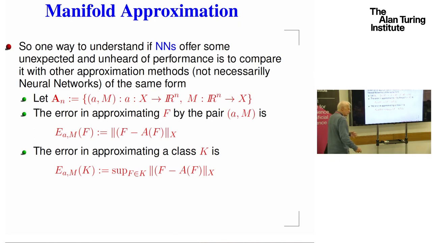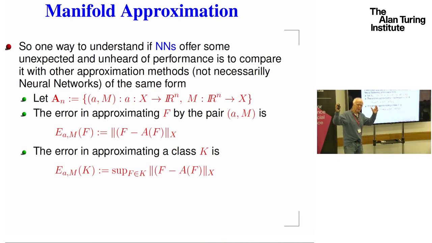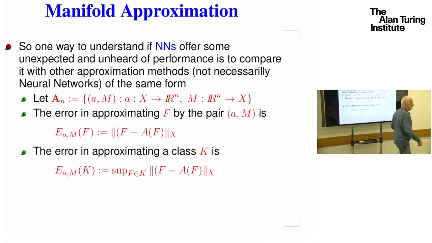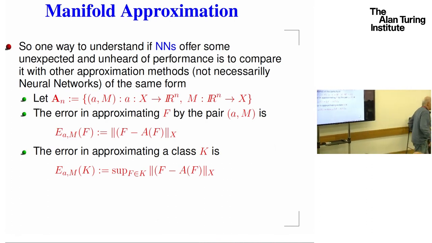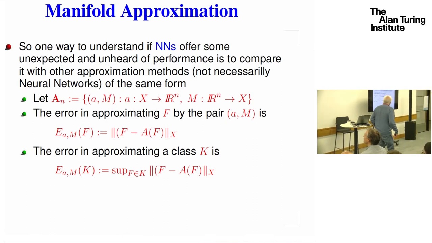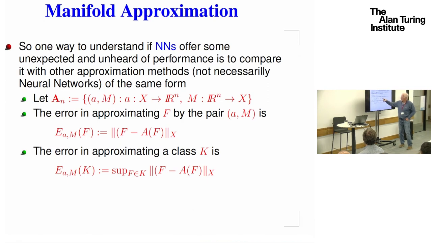Okay. So let's look at neural network approximation in a broader context. You say, well, I'm going to use neural network. Okay. But allow me to use any mappings, A and M. Why not? What's so special? I mean, you don't hold the rights to all such procedures. Maybe I come up with some other scheme that takes my function, maps it into Rn, and then takes Rn and maps it back into C. So I look at all pairs of mappings A, M. A extracts the parameters, M reconstructs.